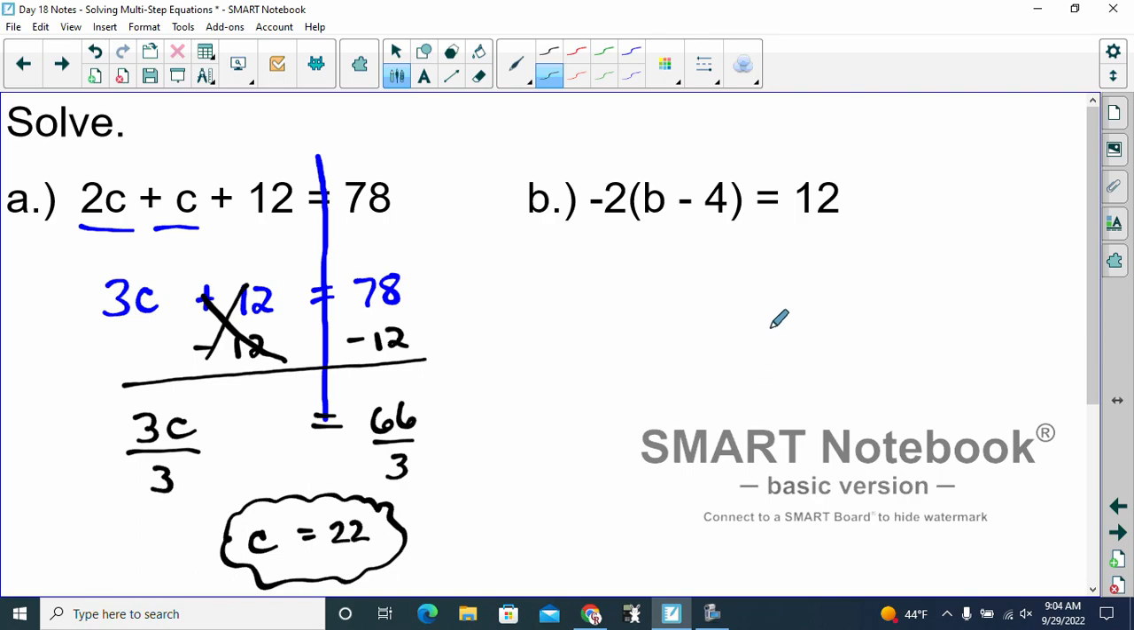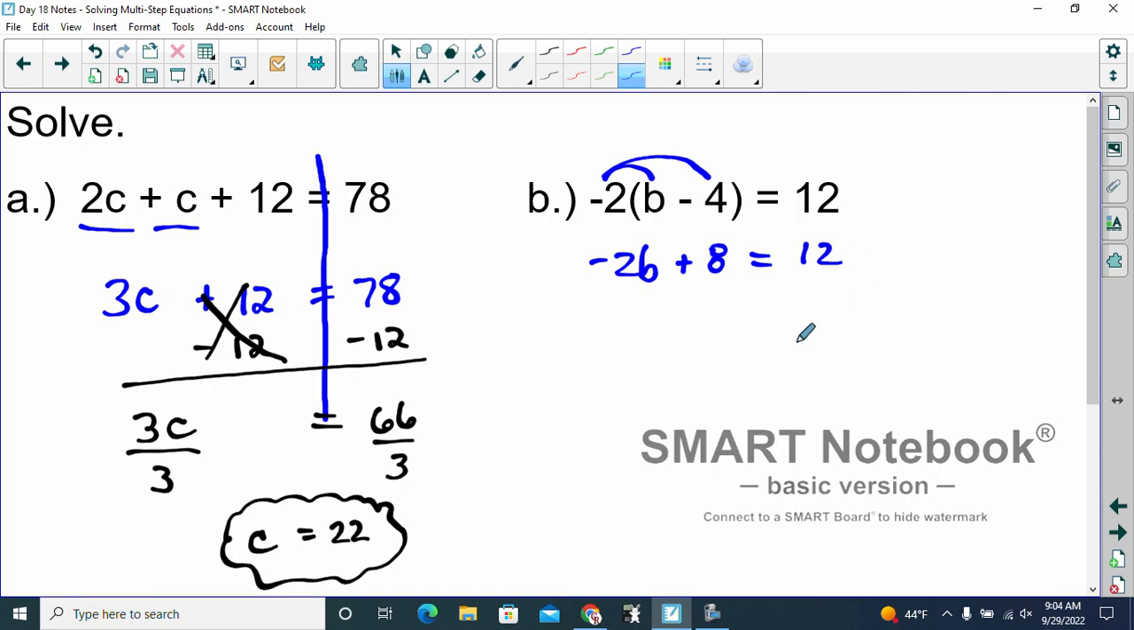Part B says negative 2 times the quantity b minus 4 equals 12. Step 1, use the distributive property. This time I do have parentheses, and I do have a number in front of those parentheses. So we're going to start right there by using the distributive property. We're going to take negative 2 and multiply times b, and then take negative 2 and multiply by negative 4. Negative times negative is positive. 2 times 4 is 8.